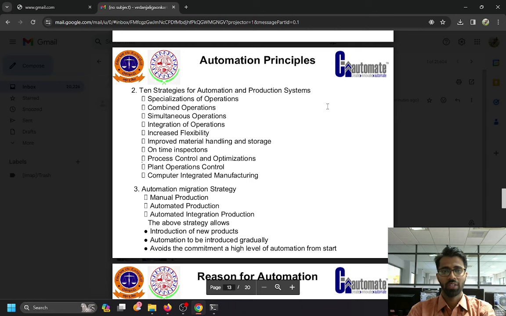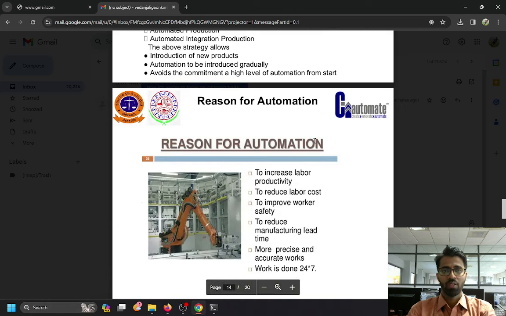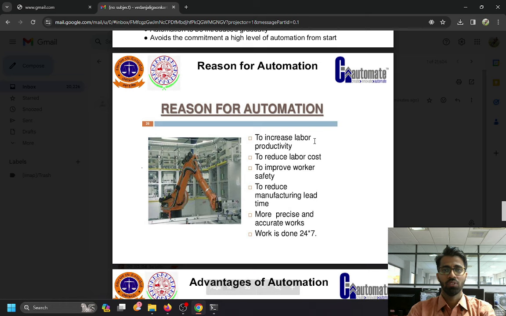Third, the automation migration strategy: manual production, automated production, automated integrated production. The above strategy allows the introduction of new product automation gradually, avoiding the commitment to a high level of automation from the start.